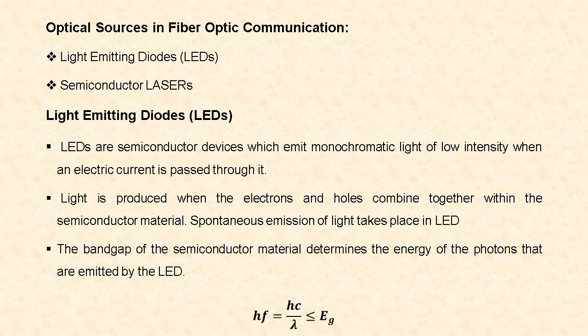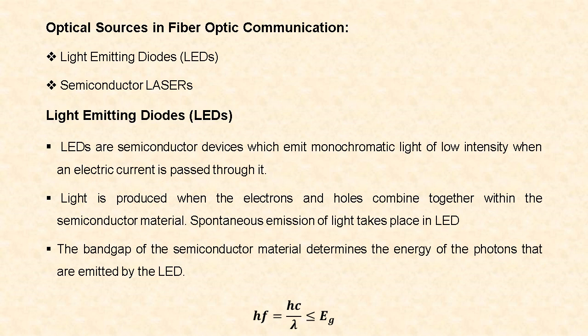LEDs are semiconductor devices which emit monochromatic light of low intensity when an electric current is passed through them. Monochromatic means LEDs only emit one color of light because they emit light at only a single wavelength. When the electrons and holes combine together within the semiconductor, light is produced spontaneously from the LED.